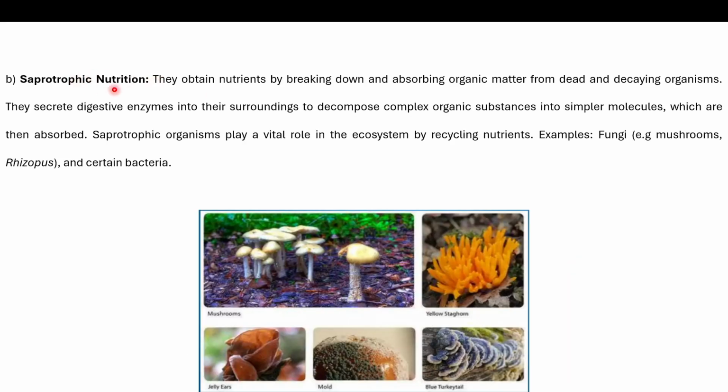Then we have saprotrophic mode of nutrition, where the organisms obtain nutrients by breaking down and absorbing organic matter from dead and decaying organisms, and they secrete digestive enzymes into their surroundings to decompose complex organic substances into simpler molecules, which are then absorbed. Saprotrophic organisms play a vital role in the ecosystem by recycling nutrients, for example, fungi like mushrooms, rhizopus, and certain bacteria. So, these are the different kinds of mushrooms which show saprotrophic mode of nutrition.